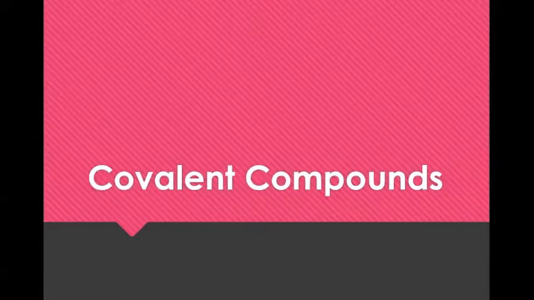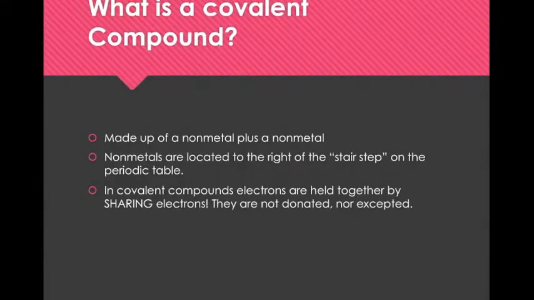Going to be talking about covalent compounds. Covalent compounds are molecules made up of a nonmetal plus a nonmetal, and nonmetals are located to the right of the stair-step on the periodic table. These molecules are held together by the sharing of their electrons. They are not donated nor accepted like ionic compounds.